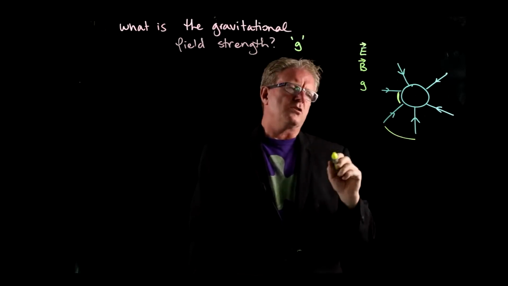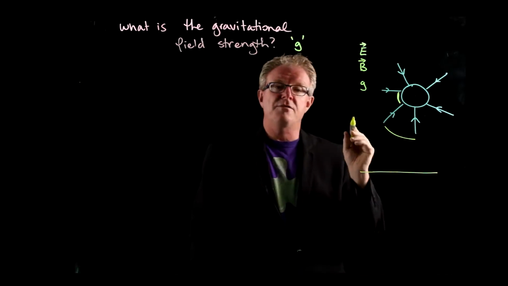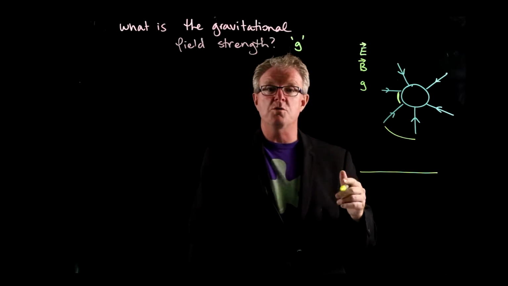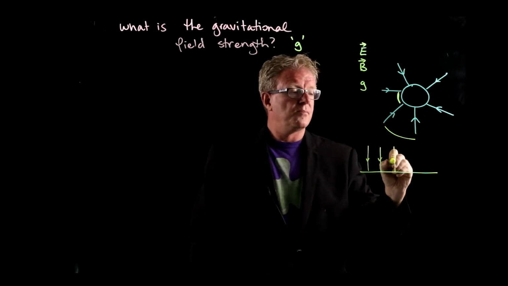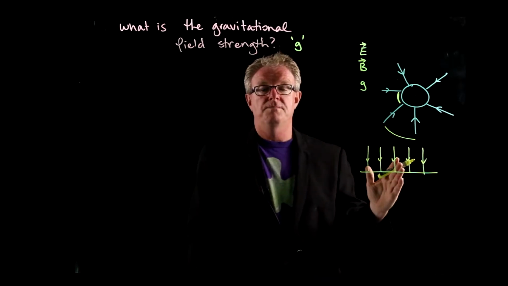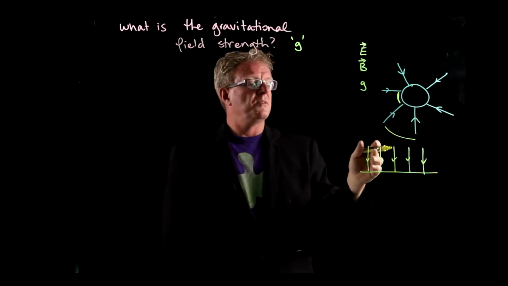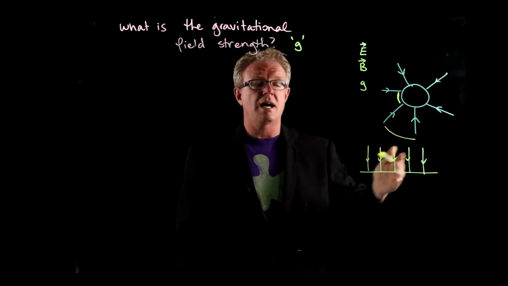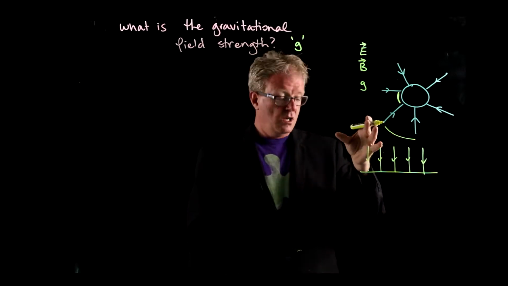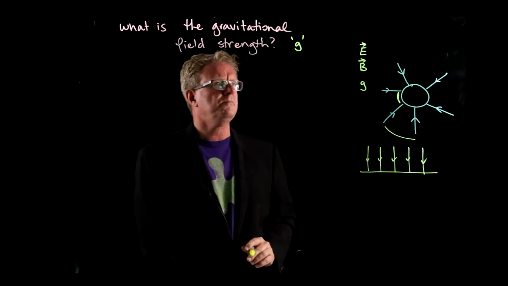Now, what's something else we can learn from this diagram? Because the Earth is so big, when we look at the surface of the Earth, pretty much the field lines are parallel. If we imagine this as being the Earth, when we get down to the surface, pretty much the gravitational field lines are parallel. So when you drop an object, it falls perpendicular to the surface of the Earth.